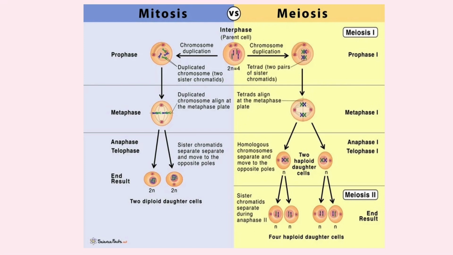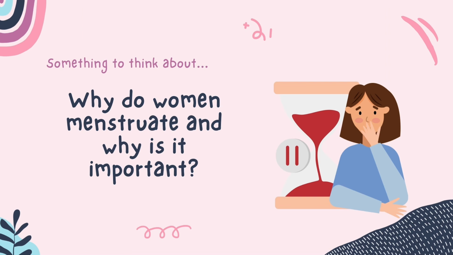Mitosis and meiosis differ significantly in their phases as shown in the diagram, with meiosis involving two rounds of division, meiosis 1 and meiosis 2, and the formation of tetrads or paired homologous chromosomes in prophase 1, while mitosis has one round and doesn't form tetrads.